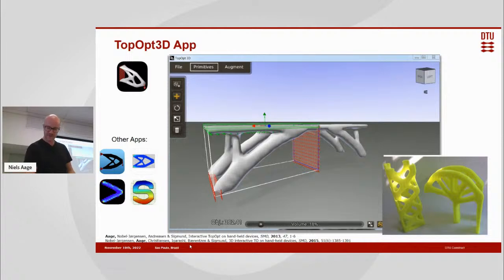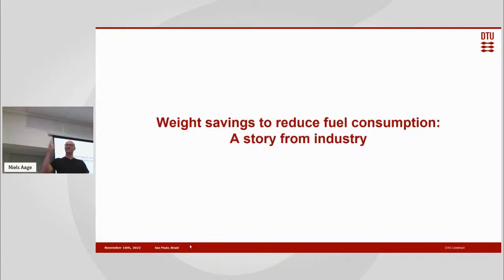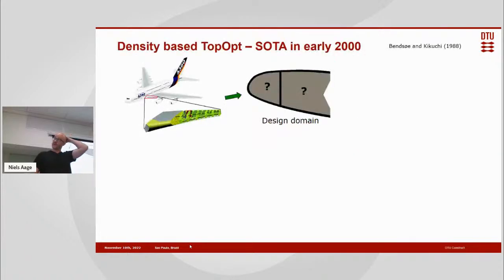And that was just the background of where we are. I hope I haven't spent too much time yet, because now I'm getting to what I wanted to talk about. I'm going to start with a story from industry 20 years ago, about how we can reduce fuel consumption in aerospace. My story starts with the design of the A380, which was completed in the early 2000s.